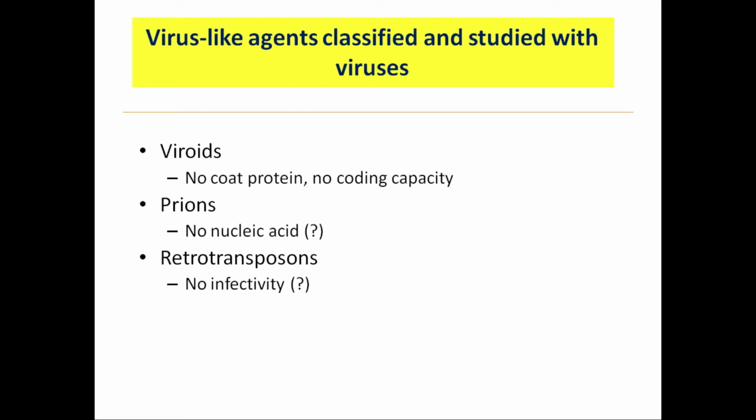Prions. Prions are pathogens which have no nucleic acid. Prions are infectious protein molecules. They are known to infect animals only. Compared to viroids, viroids are the pathogens of plants only, whereas prions are the pathogens of animals only. Then we have retrotransposons. They have no infectivity.